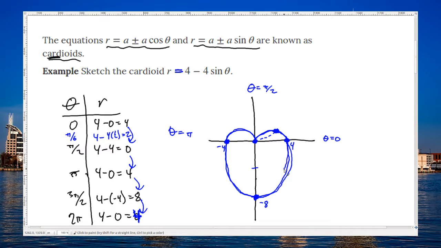But you can convince yourself that these are indeed how you fill in the in-between spots. All you have to do is just take care of the 4 cardinal directions here: north, south, east, and west, 0, pi over 2, pi, 3 pi over 2, and 2 pi. And once you have those, you can see generally how to fill in the rest of the heart shape if you recognize that you're dealing with a cardioid.